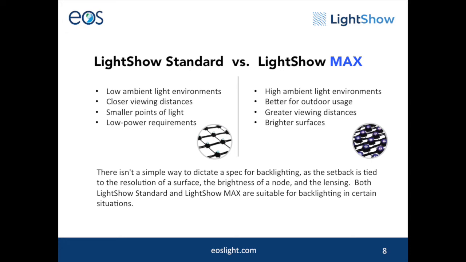While the LightShow and LightShow Max systems offer the same functionality, the LightShow Max is 5 times brighter than the LightShow Standard, which makes it better suited for high ambient light level environments, such as those dealing with indirect sunlight, and for greater viewing distances, such as building facades viewed from street level. For backlit surfaces, the setback is tied to the resolution of a system and is often equivalent to 1.5 to 2 times the resolution. A 4-inch system, for example, would benefit from a 6 to 8-inch setback.